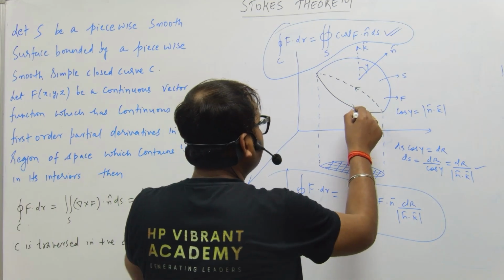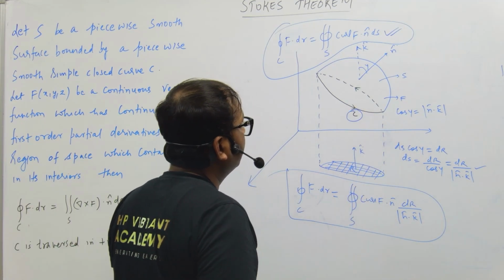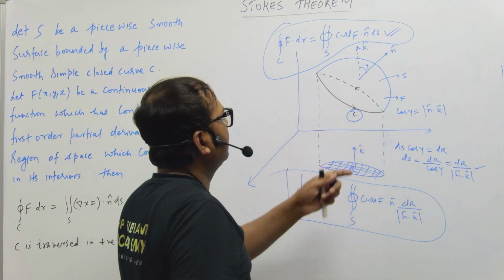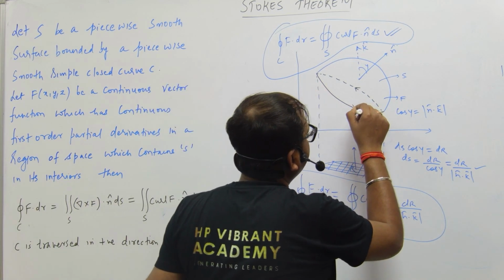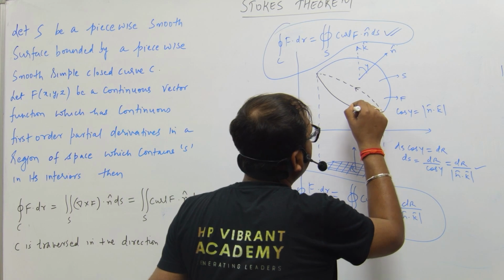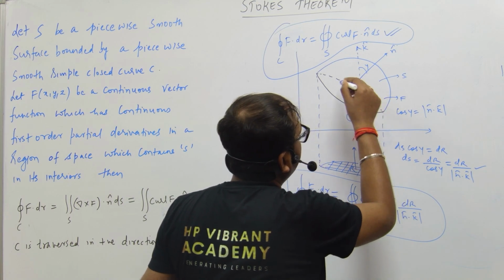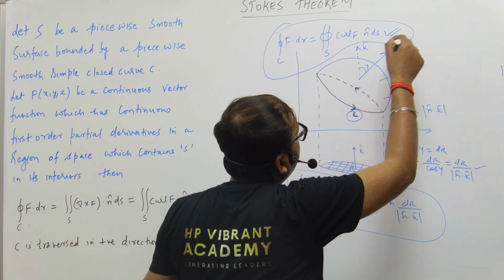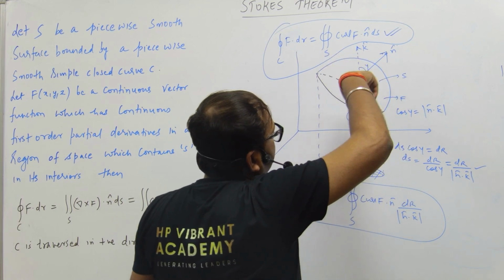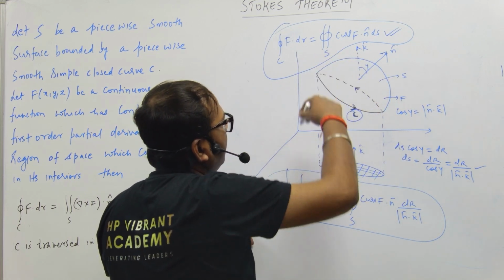C is traversed in a positive direction. Using the right hand thumb rule, we can find the direction of the curve. Here, the outward normal is in this particular direction. This curve C is traversed in an anti-clockwise direction.